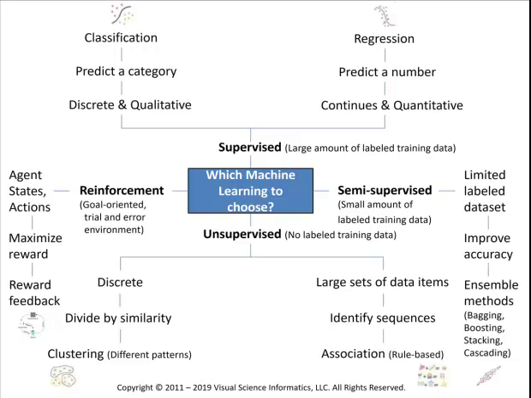Exactly. Then we have GANs, which are like a creative duo of neural networks, a generator and a discriminator that compete against each other to generate realistic new data. Can you expand on the generator and discriminator? Of course. The generator tries to create data that fools the discriminator, while the discriminator tries to distinguish between real and fake data. This adversarial process results in incredibly realistic outputs, such as images or music that are nearly indistinguishable from the real thing. That's mind-blowing.